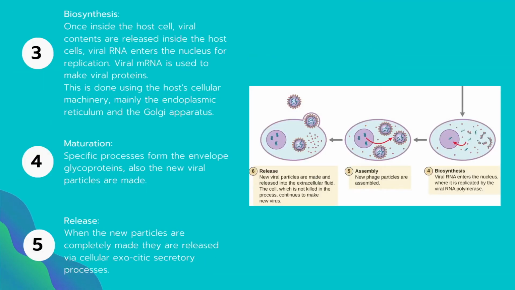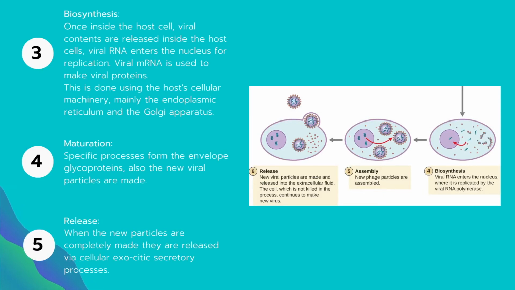Biosynthesis. Once inside the host cell, viral contents are released inside the host cell. Viral RNA enters the nucleus for replication, and viral mRNA is used to make viral proteins. This is done using the host cellular machinery, mainly the endoplasmic reticulum and the Golgi apparatus. Then the virus will reach the maturation stage, where specific processes form the envelope glycoproteins, and also a new viral particle is formed.